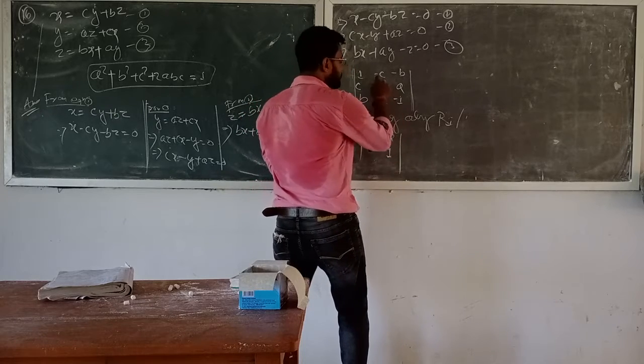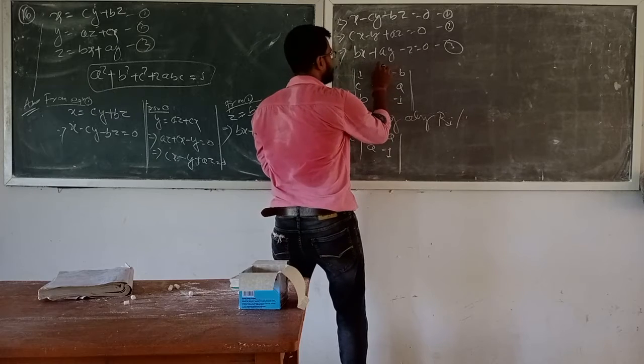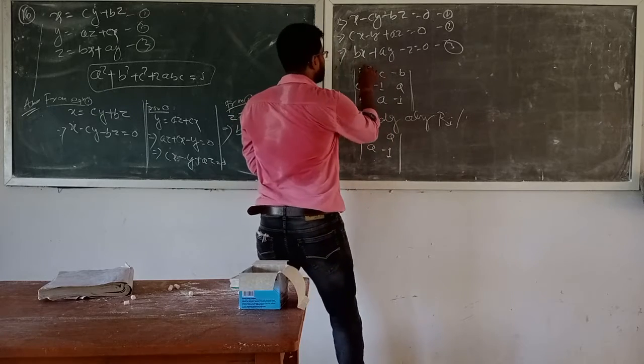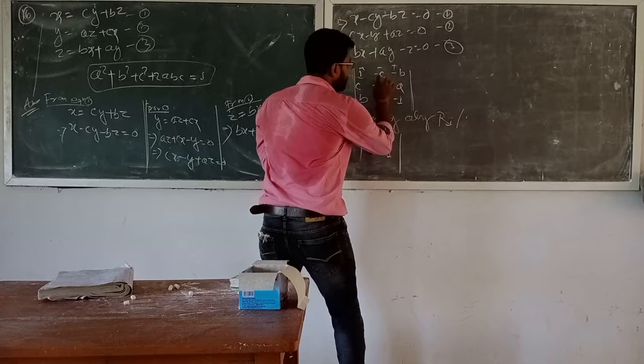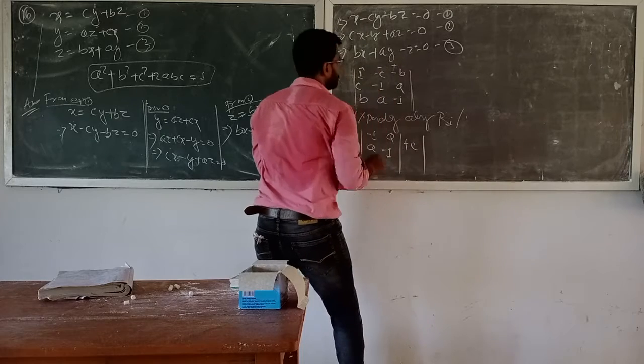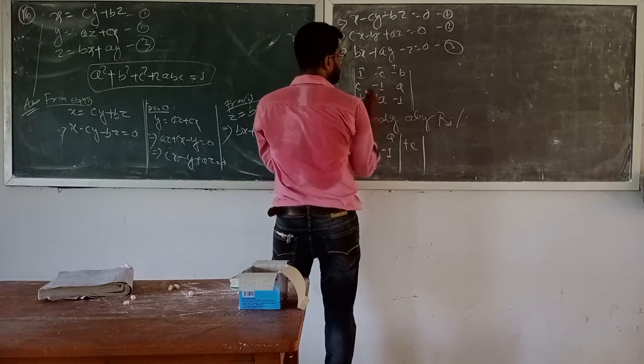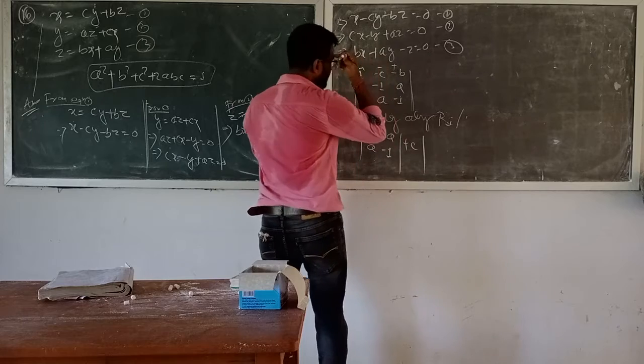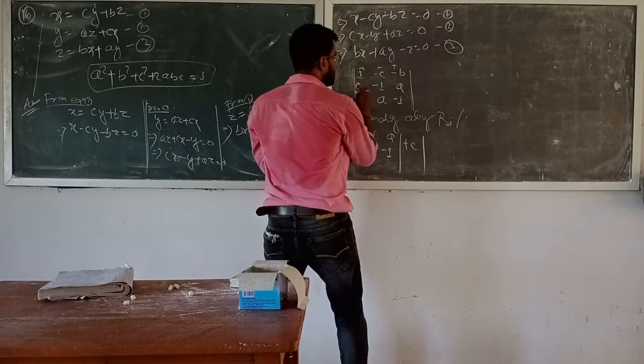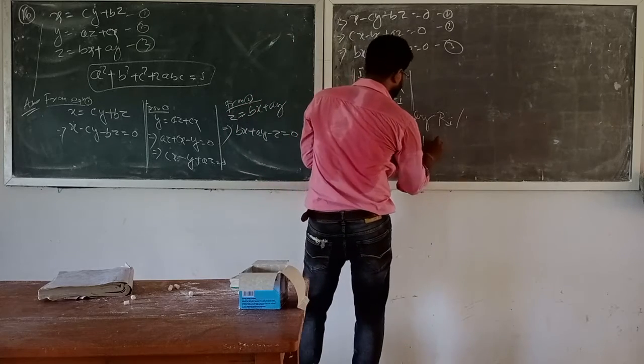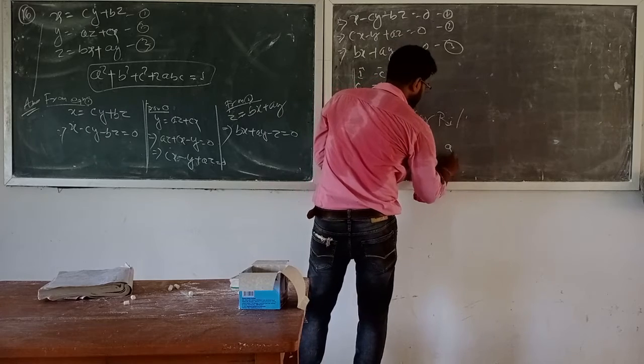Similarly, the next is minus c. The sign gives the minus, since the signs alternate plus, minus, plus, so minus into minus gives plus c. This c belongs to the first row and second column, so the remaining elements are c, a, b, minus 1.